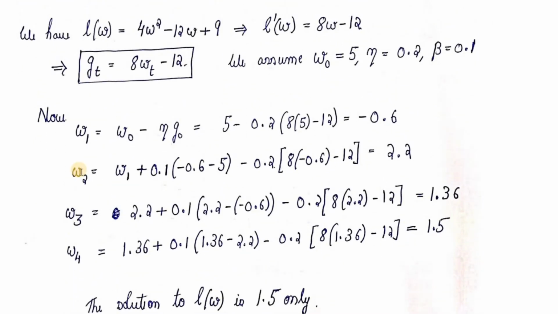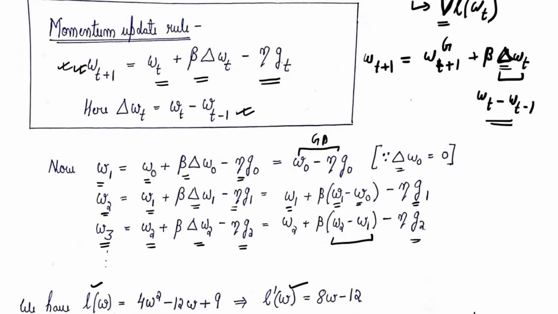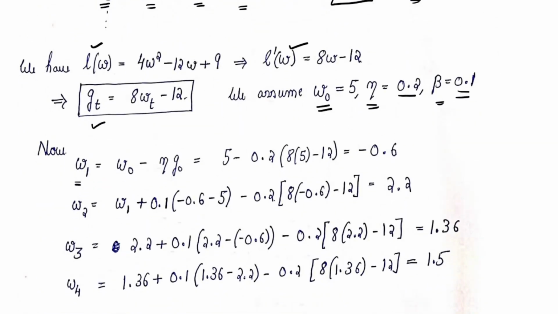We have L(W), the loss function. We were able to find L'(W), and this is G_t, the gradient at W_t. We start with W0, eta as 0.2 and beta as 0.1. Both eta and beta are hyperparameters which we need to select before proceeding. So W1, as we discussed previously, is going to be W0 minus eta G0. Since we know W0, we can calculate G0, and we get minus 0.6 as a result.